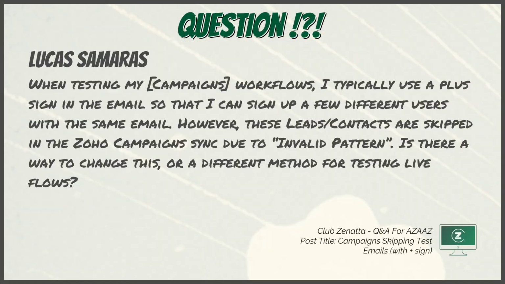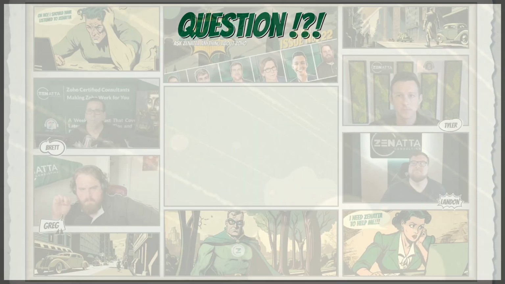But then, all right, our next question comes from a Club Zenatta post from Lucas Samaras, asking, when testing my campaigns workflows, I typically use a plus sign in the email so that I can sign up a few different test users with the same email address. However, these leads or contacts are skipped in the Zoho Campaigns sync due to, quote, an invalid pattern. Is there a way to change this or a different method for testing live flows?